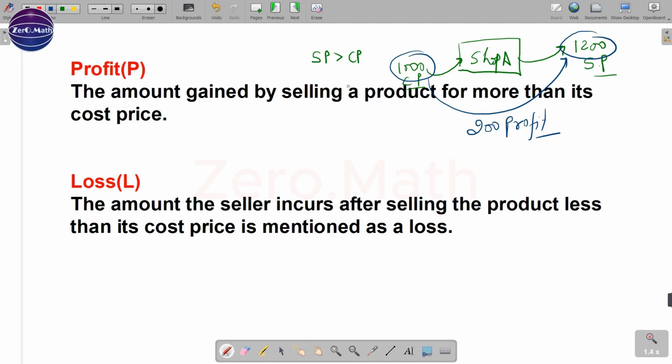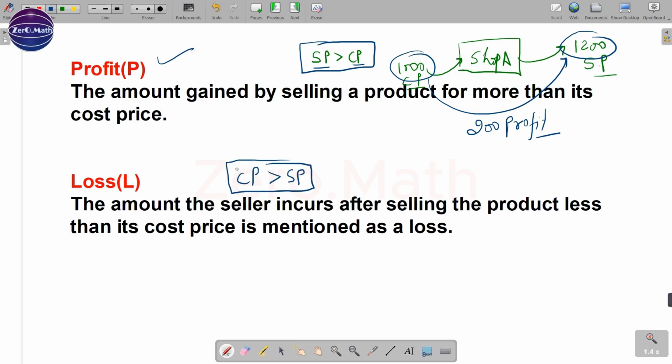Now let's understand this case. Just remember, in this case, the selling price should be higher and the cost price should be lower for profit, okay? Now let's look at the case of loss. This can also happen, right? Suppose the cost price is higher, and what about the selling price? How will this happen this time?